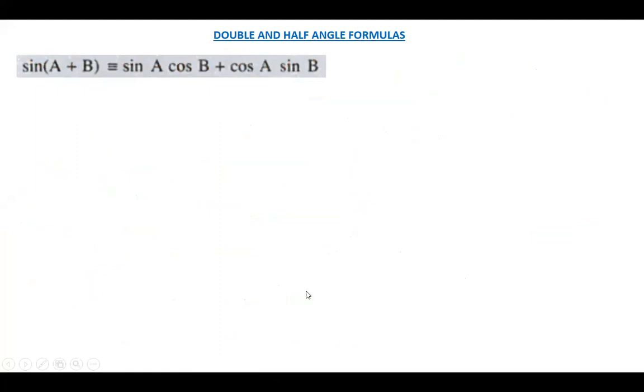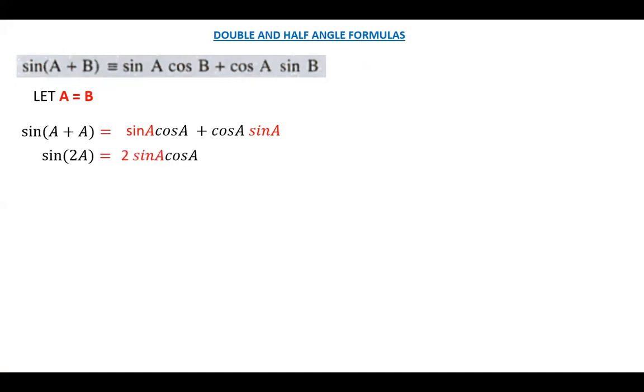Okay, let's move on. So this is what I was talking about. Sine A plus B is given by that. So for sine A minus B, you just have to change the sign there. That's all, and everything remains the same. So when we say let A be equal to B, this is what I was explaining. You're going to have sine A cos A plus cos A sine A. And then sine 2A becomes 2 sine A cos A. So this one is called the double angle formula for sine.